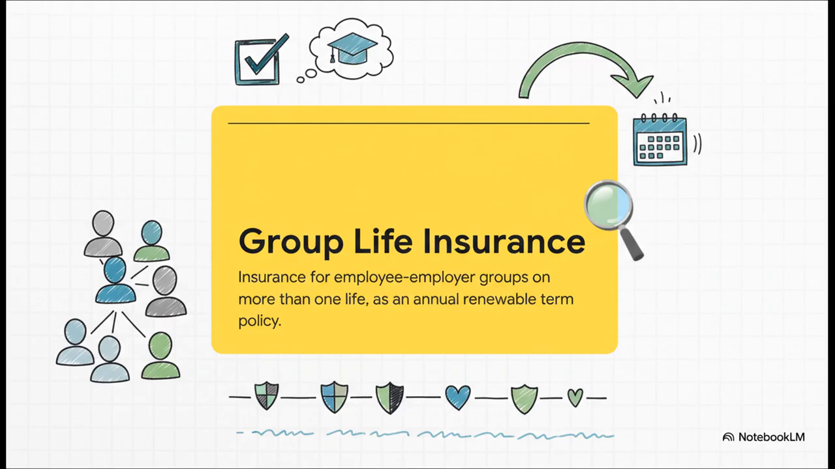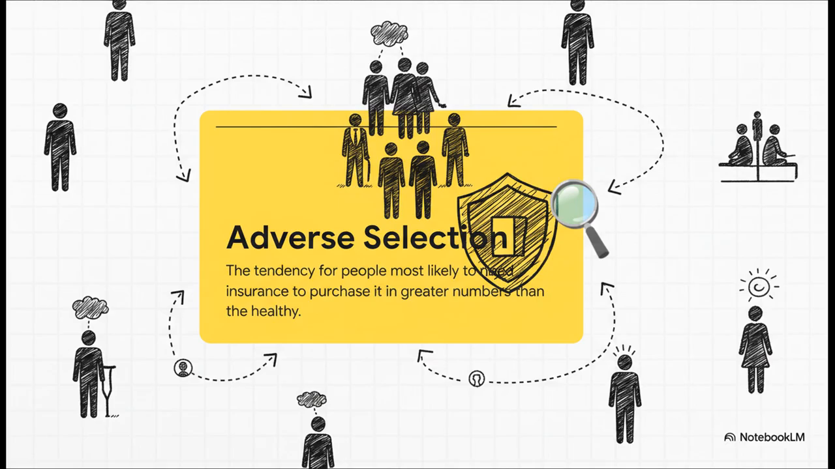But here's the detail your exam is going to care about. What type of policy is it? It's typically an annual renewable term policy. You'll want to remember that. Now this concept right here, adverse selection, this is the why behind so many of the rules you're about to learn. See, insurers are terrified of a situation where only the sickest people sign up for coverage. So this one idea explains pretty much all the participation rules we're going to talk about.